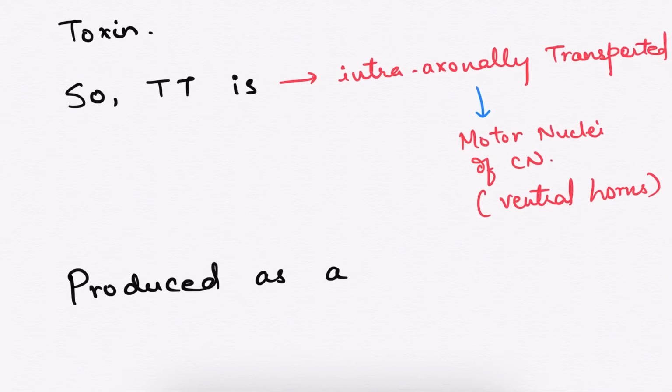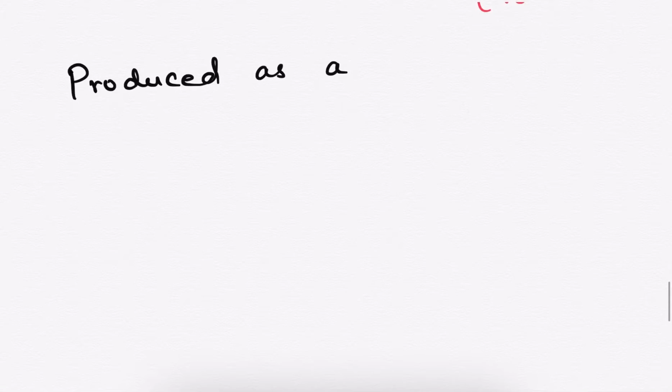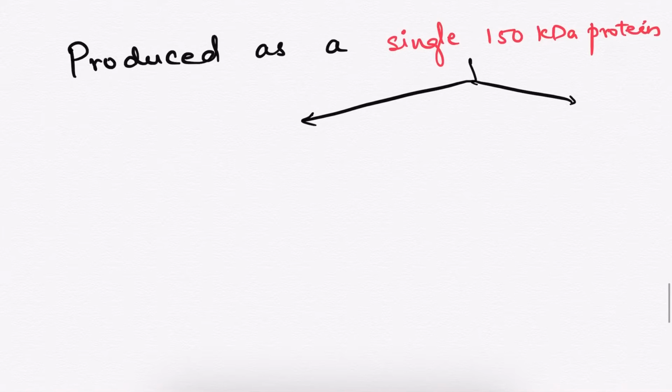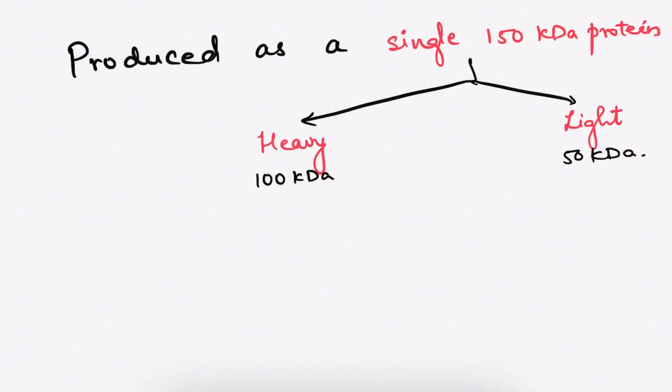Now this tetanus toxin is actually produced as a single 150 kilodalton protein, which is then cleaved into a light chain and a heavy chain. The heavy chain is 100 kilodalton, whereas the light chain is 50 kilodalton. These chains are linked by disulfide bonds.